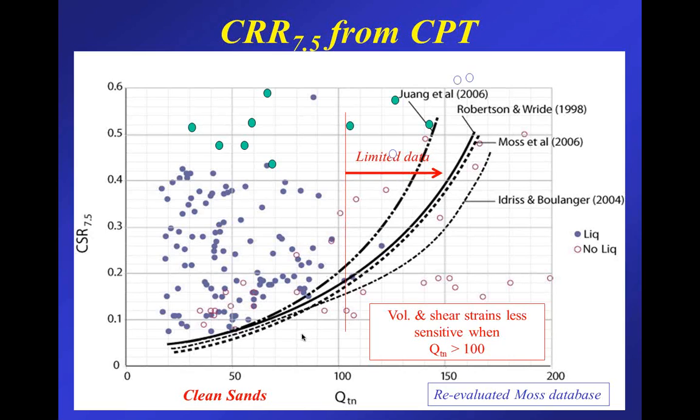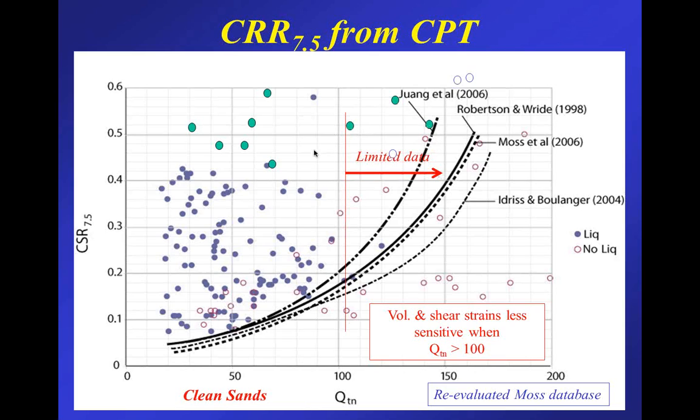But what you notice is that where most of the data is, we've all got relationships that are essentially very, very similar, because that's where most of the data is. Where we differ is how we extrapolate into the region of denser sands, where the data is very sparse. And so, of course, how you extrapolate into that region of sparse data becomes more subjective.